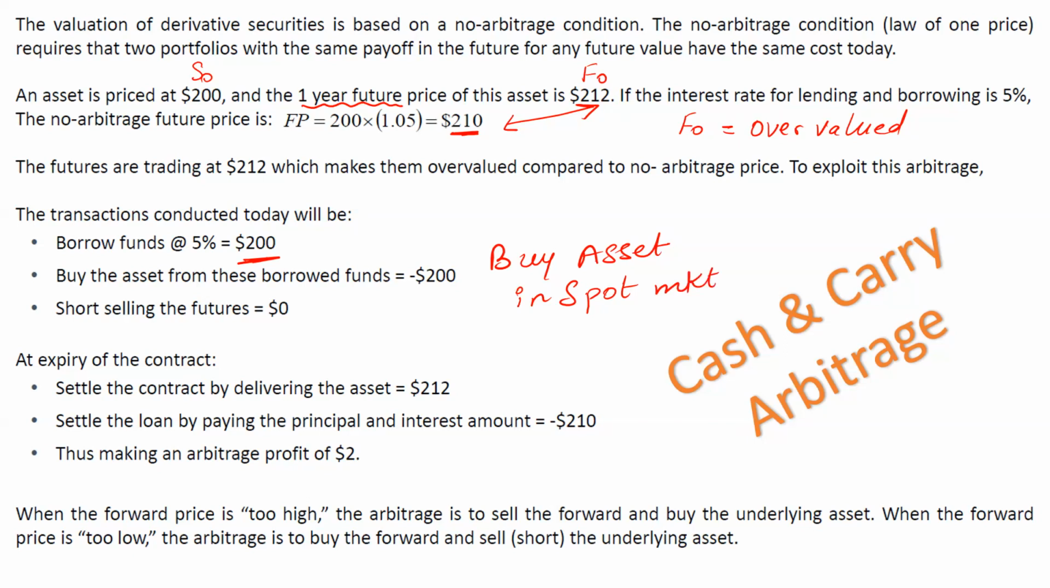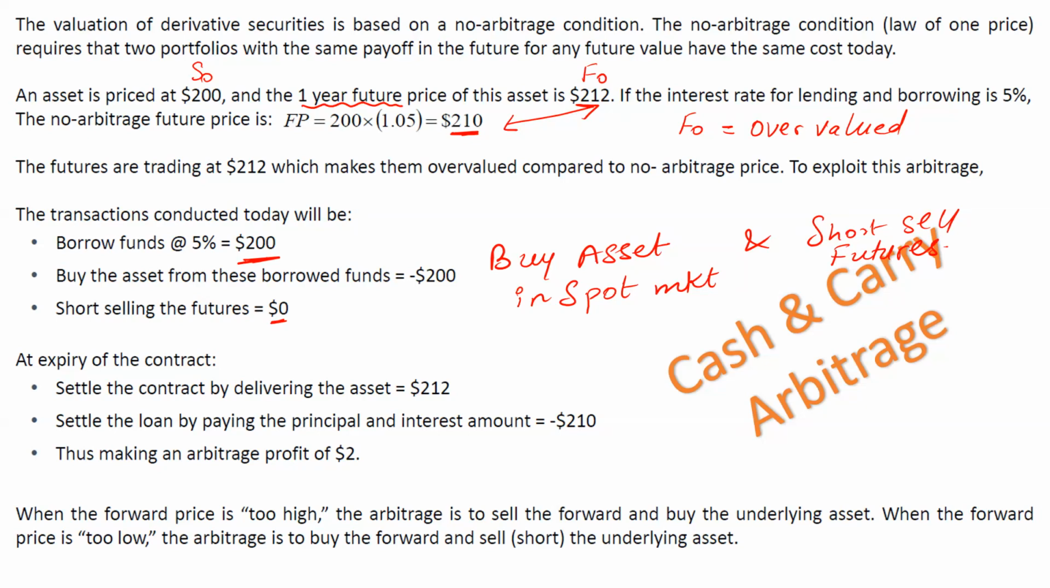And you are going to short sell the futures contract. So you are going to sell the futures contract, take a short position, and you need not pay any money for that. So that is why it is written 0 over here. So you are buying the asset in the spot market and you are short selling the futures.